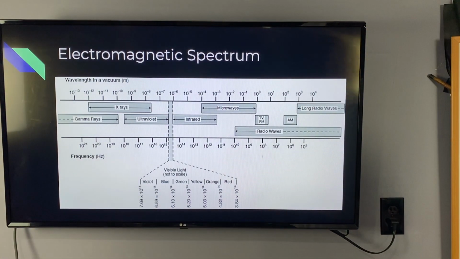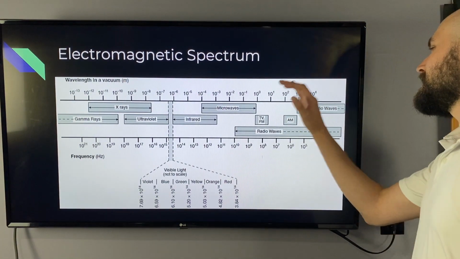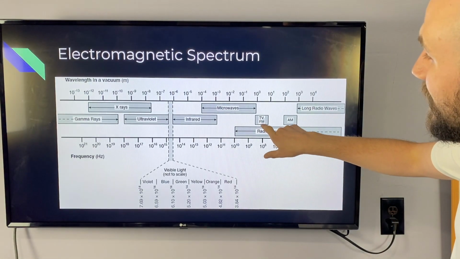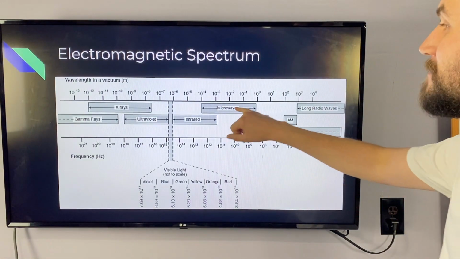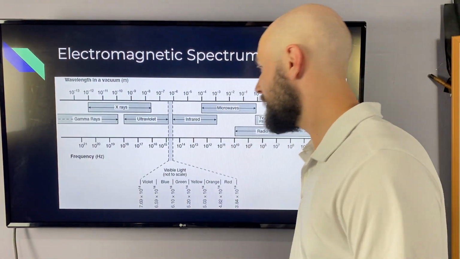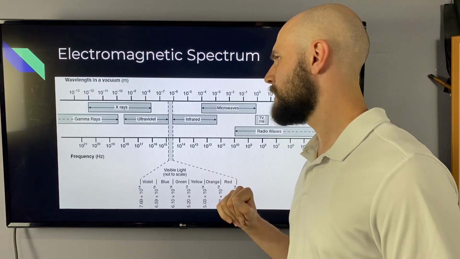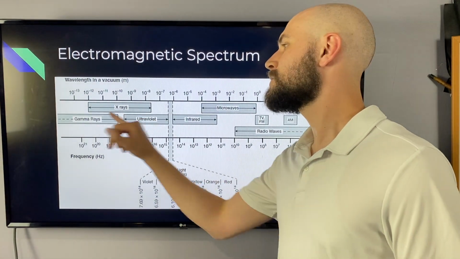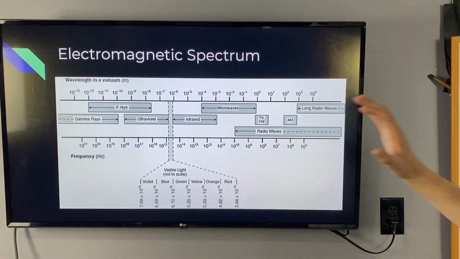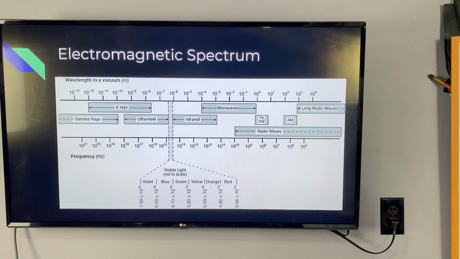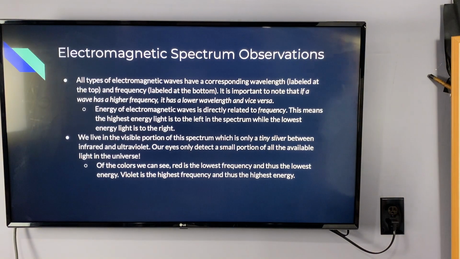Okay. So over here on the left, you'll find things like the long radio waves, TV, FM waves, AM waves, microwaves, infrared radiation. Here in this little sliver is our visible spectrum. Then we have ultraviolet, X-rays, and gamma rays. We're going to come back to this diagram, but let's see what kind of observations we can make from this diagram, just taking a look at it.